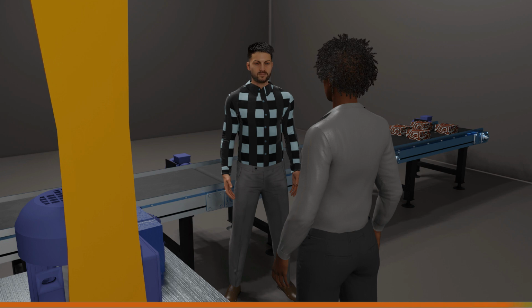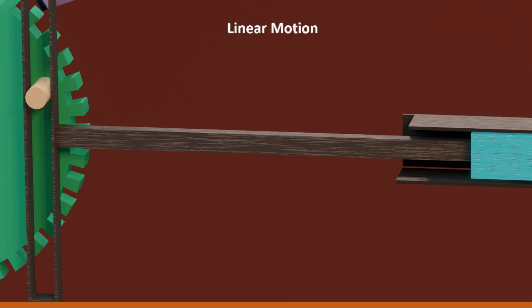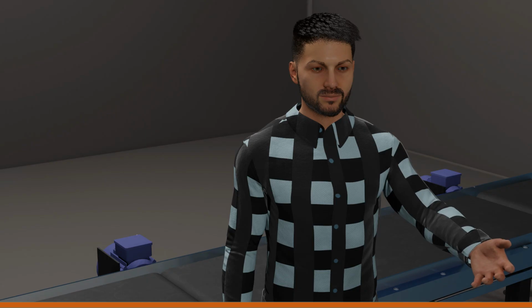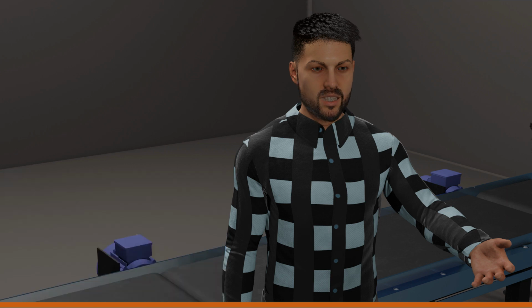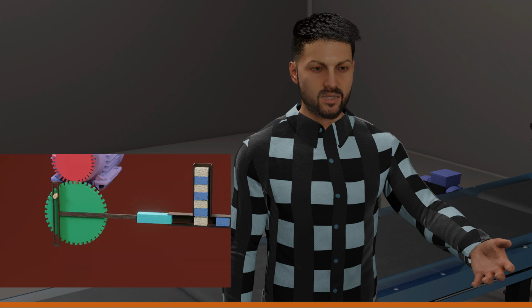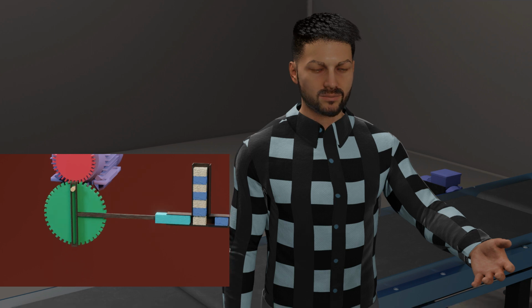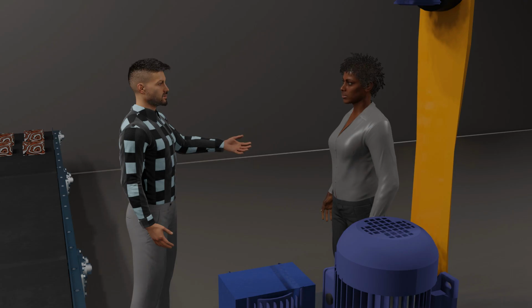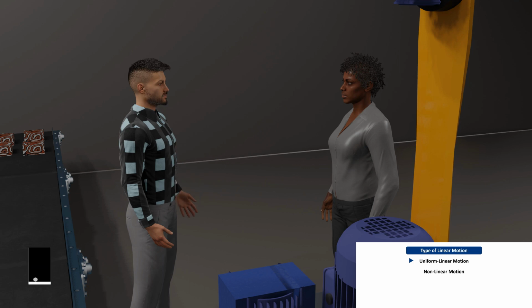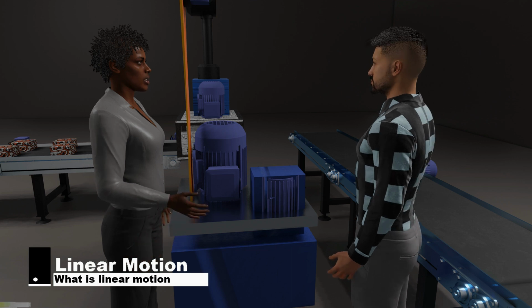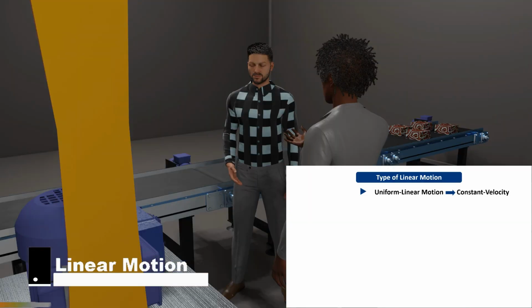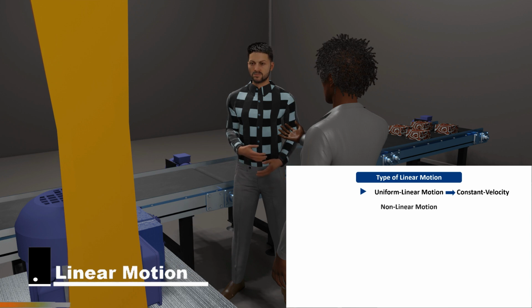That is, it is a one-directional motion that moves along a straight path, and not in a rotary path like the common motion that we know. And it is on this basis that motion of this type can further be divided into two, which are uniform linear motion and non-uniform linear motion. Uniform linear motion can be said to be a motion with constant velocity, while non-uniform linear motion is a motion with varied velocity.